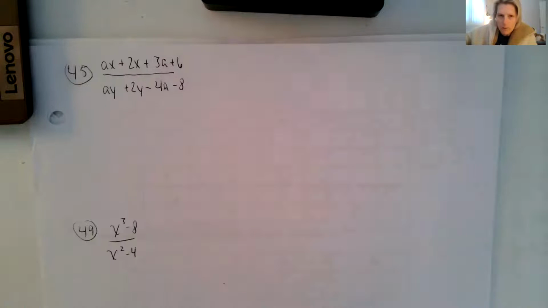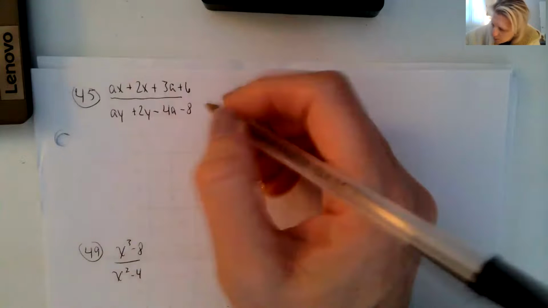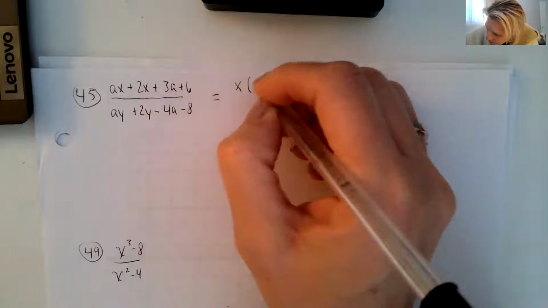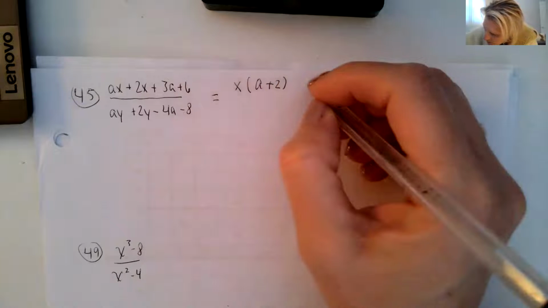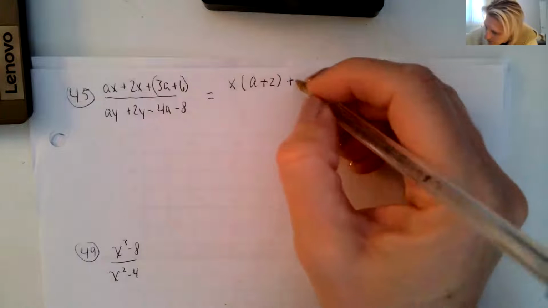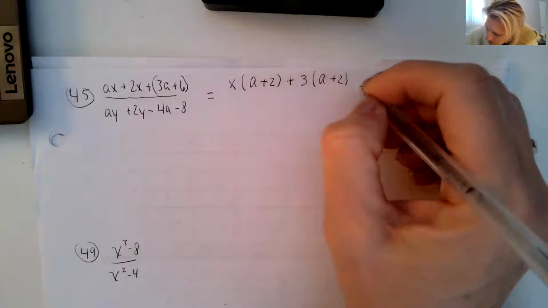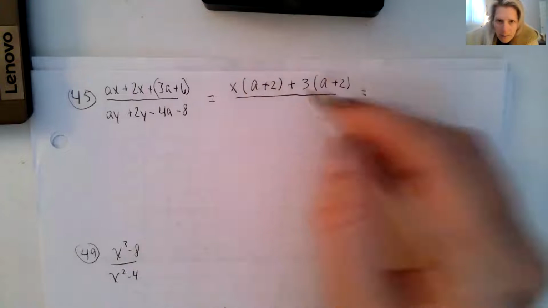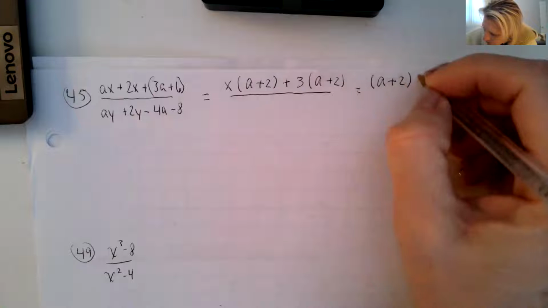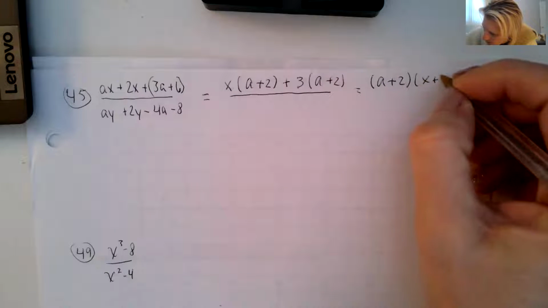45 is the first one we're going to work on today. And because it has 4 terms, we have to use the grouping method. So we're going to factor out an x, and we have an a plus 2 left over. And then between these two terms, we have a 3 to factor out, and we have an a plus 2 left over. And remember, with the grouping method, ideally what's left over is the same, so that becomes one of our factors, and then this x plus 3 becomes our other binomial factor.